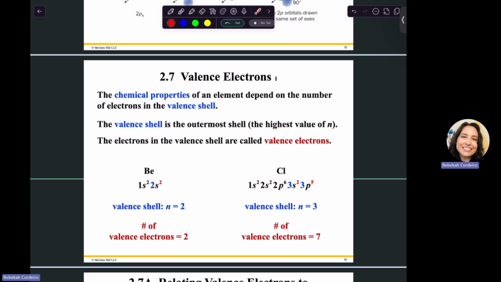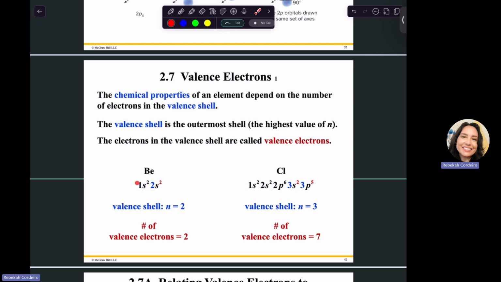The chemical properties, and really how things bond and come together, depend on the valence shell. The valence shell is the outermost shell, the highest value of n. What we're looking at here are electron configurations. We're not going to worry about deciphering them or writing them, but I do want you to be able to pick out the valence shell. And I'll show you a trick so that you don't have to use these to tell the valence, which is probably what most of you are going to use anyway.